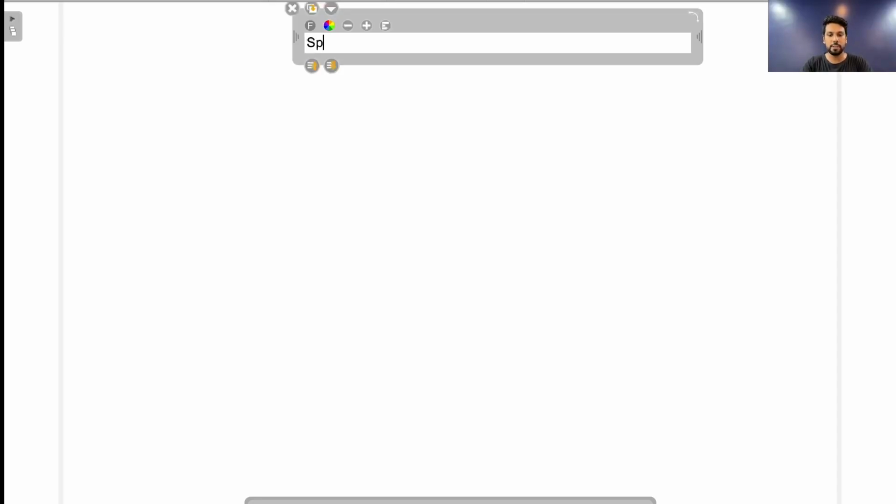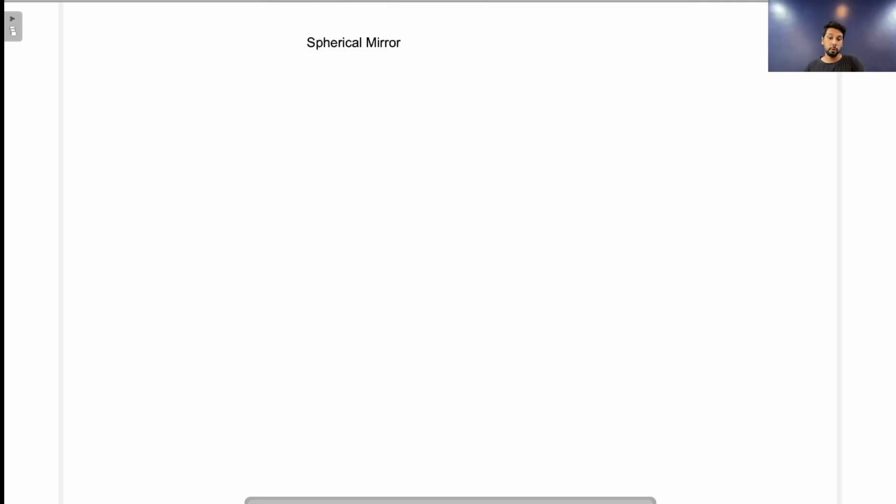So let me share my screen with you. What I'm going to tell you today is why a spherical mirror is known as a spherical mirror. We all know that there are two types of spherical mirror, convex and concave, and you must have studied that there are two types of spherical mirror, the convex mirror and the concave mirror. Now let me take you through something.